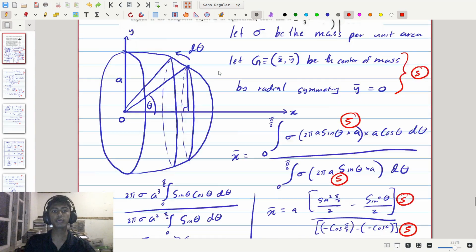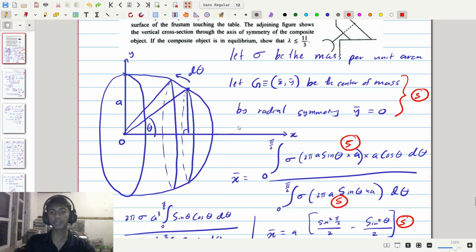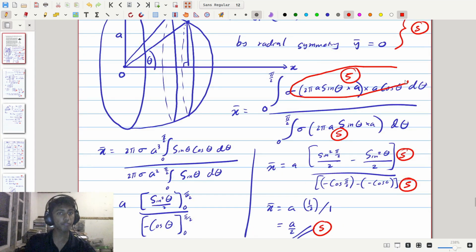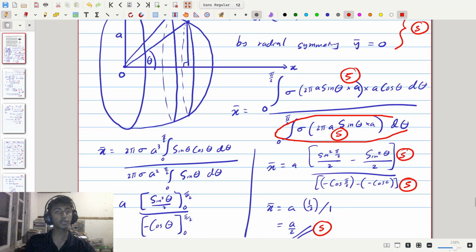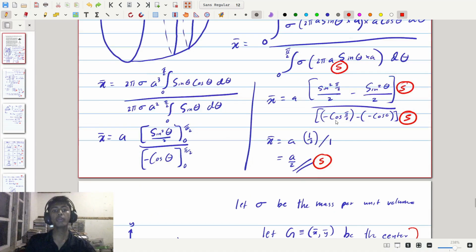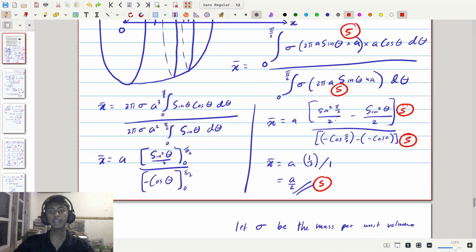Now after that, when you construct the integrals based on the diagram here and you write the top integral, you get 5 marks, and also for the bottom integral you get another 5 marks. When you then solve these two integrals and then you apply the limits, for the top integral's limits you get 5 marks, and for the bottom integral's limits you get another 5 marks.